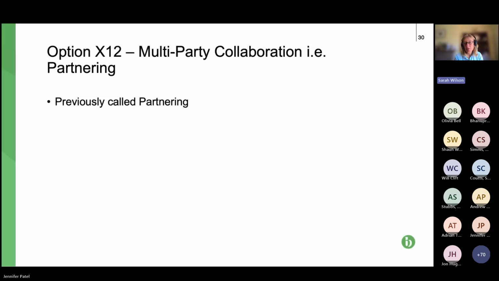Yep, multi-party collaboration, X12. So again, partnering, that's a new provision. Sorry, that's what used to be called partnering provision. They've just changed the name. Next slide, please.